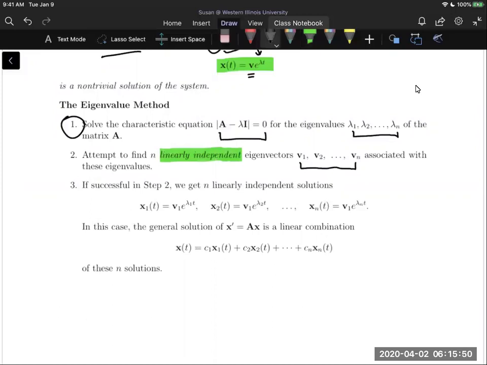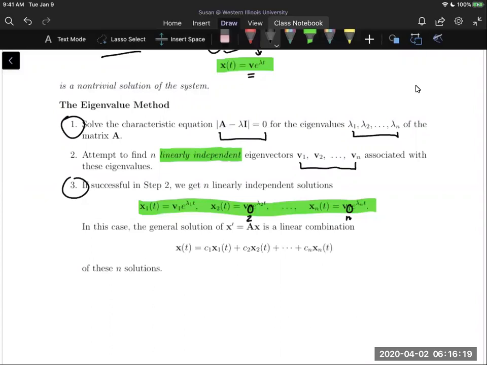If you are able to get n linearly independent eigenvectors, then we can set up our solutions, which are all going to be of the same form. Oh, shoot, and there's a typo here. So please correct this subscript to a 2 and this subscript to an n. So you're always putting your eigenvalues in the exponential function, and then the associated eigenvectors are out front.